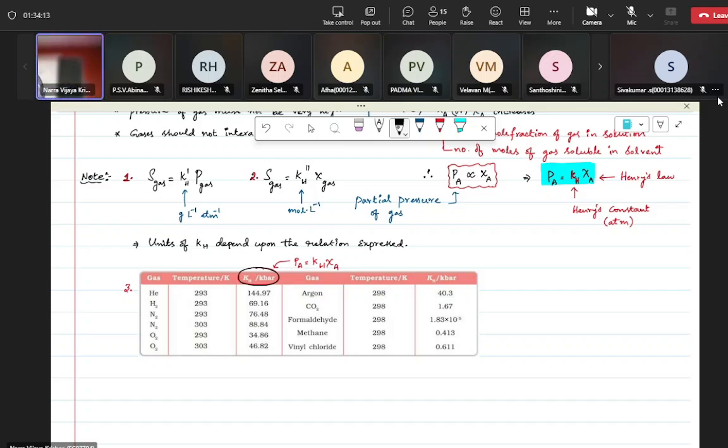One value they gave is 76.48. Here, man. This one. I am observing these values. Same way, oxygen values also. What difference have you observed? Temperature changed from 293 to 303. Then KH increased or decreased? Wait, observe carefully. On increasing temperature, what happens to KH value?